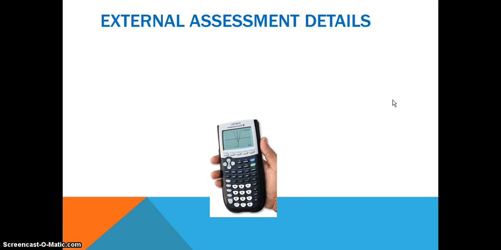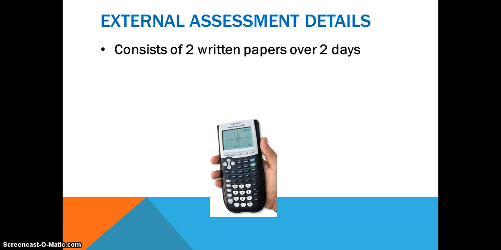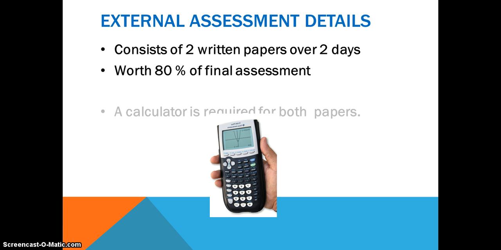So for these external assessments that you're going to do in May, they're going to have 2 written papers, as we saw over on the other slide, over 2 days. Remember, the summary of that last slide was that's worth 80% of your final assessment, so just because you like or don't like your IAs, things can change because this is worth a lot more than the IAs.